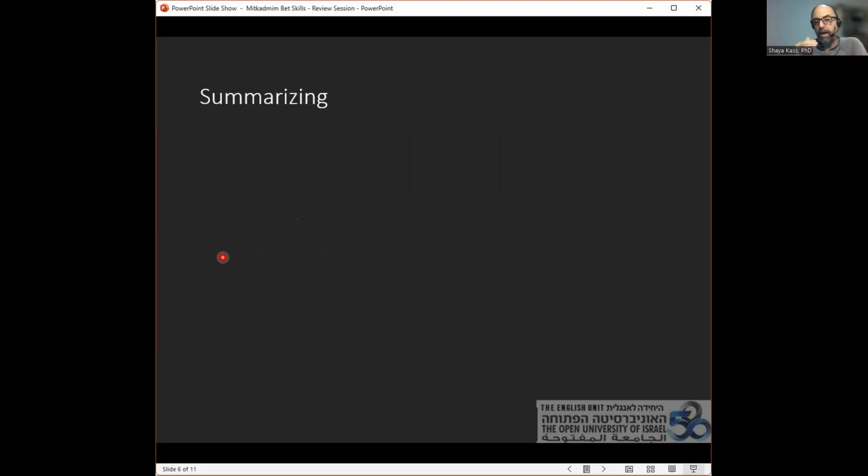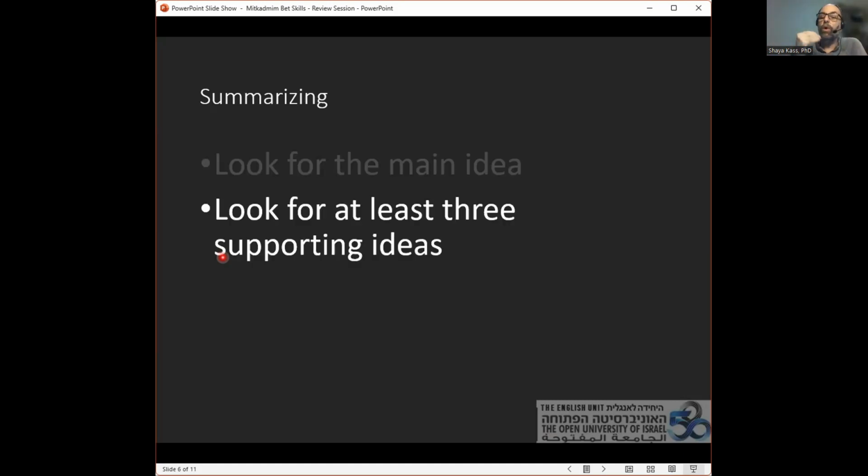Summarizing is something we taught in the course. It's not really part of the final exam, but I want to go over it really quickly. For summarizing, you're looking for the main idea of the article. And of course, you're going to write that in the first sentence of your summary paragraph. What's the main idea of the article? And then what are the supporting ideas? How does the author support that main idea? You should be able to find at least three. If you can't find three, then it's not really a very good article.